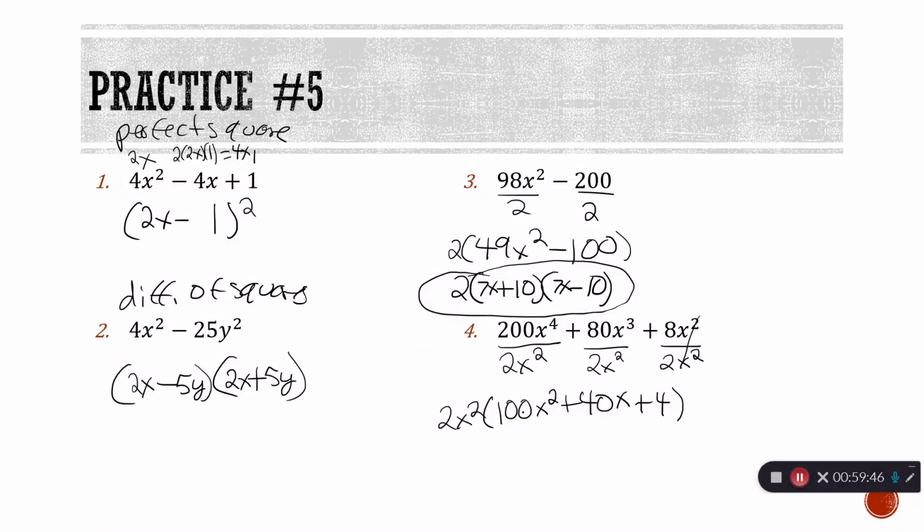Now let's run our test. 100x squared, perfect square? Yes, it is 10x. 4 perfect square? Yes, the square root of it is 2. So is this 2 times 10x times 2? 2 times 10x is 20x, times 2 is 40x. We are good. So bring that down, because don't forget that 2x squared is part of our equation. 10x, and it's positive. That's positive. And 2 from that is 4.